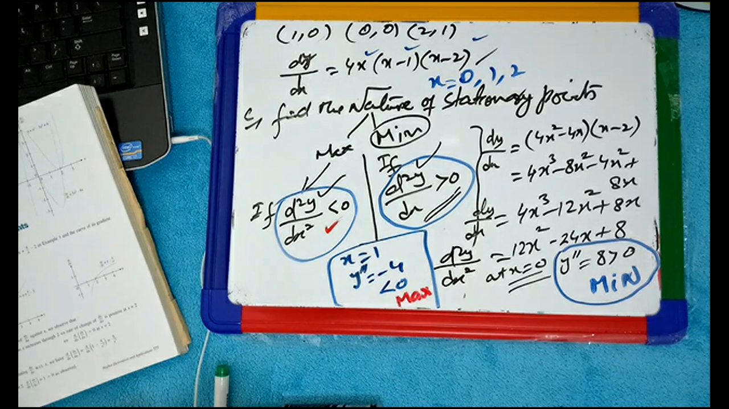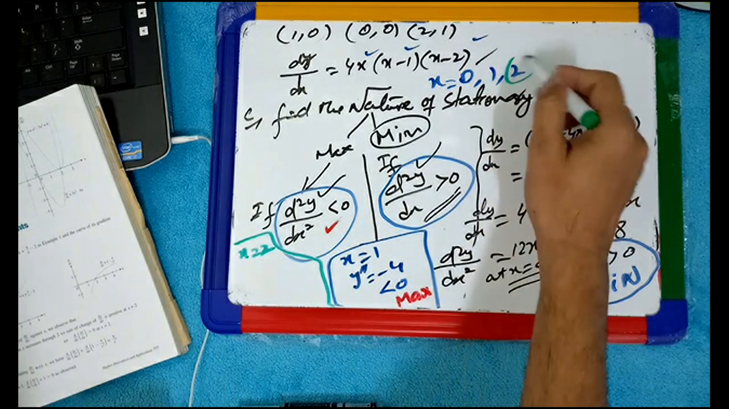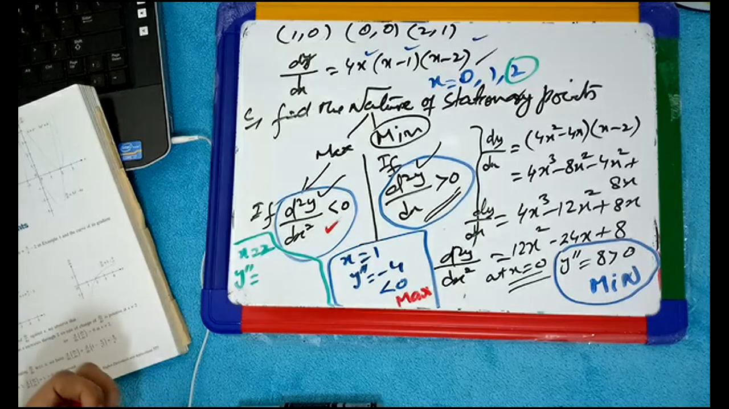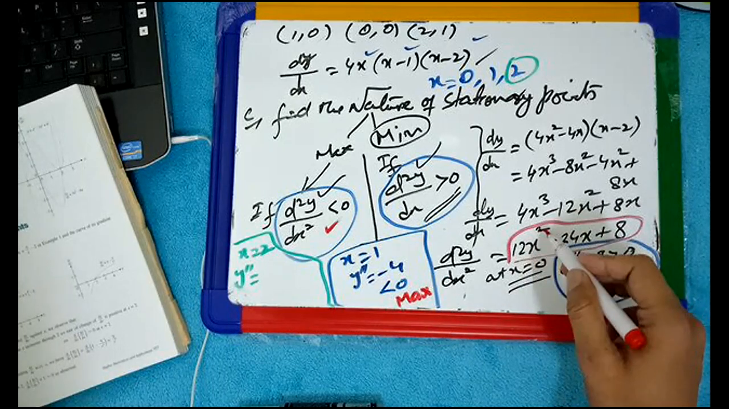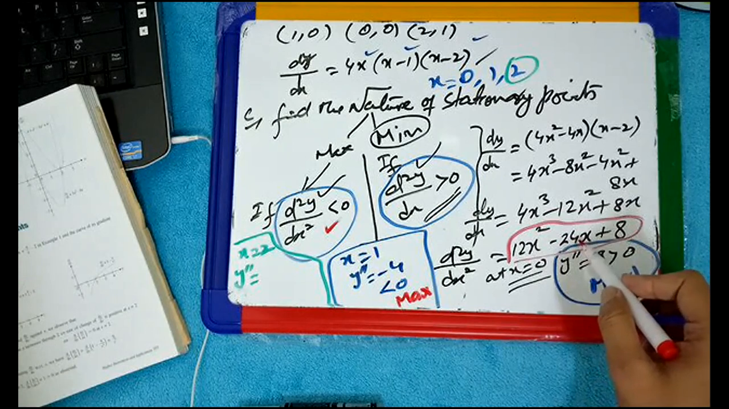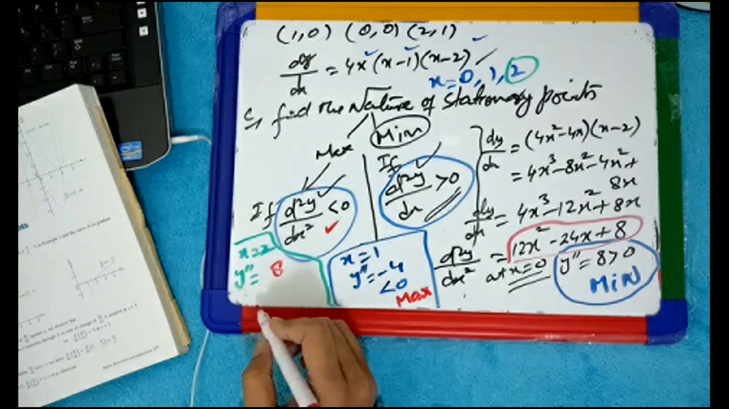Last one now. With the green I will write. If x equal to 2, now tell me, at x is equal to 2, what is y double dash? It will be 24 minus 48. 2 to the 4 is 48. 48 minus 48 is 0, so the answer is again 8. Two same points are coming, so this is also minimum. The two maximum points and one minimum point.